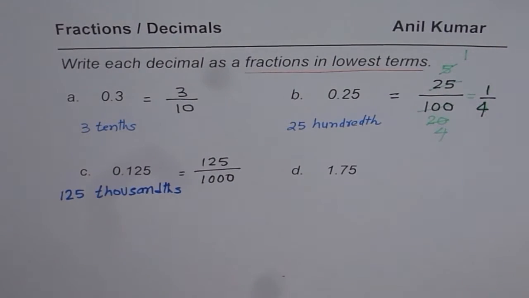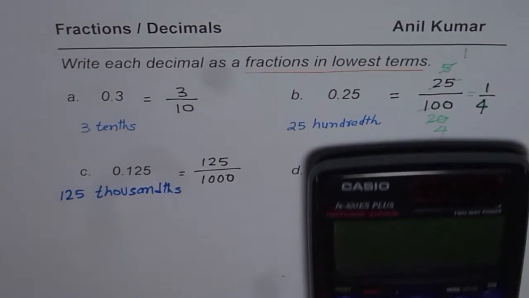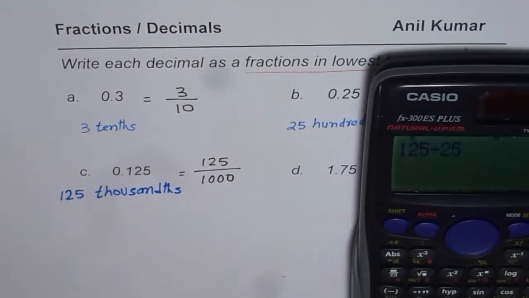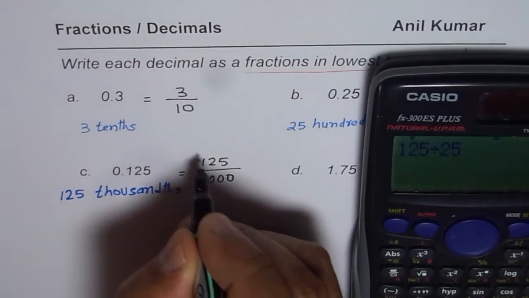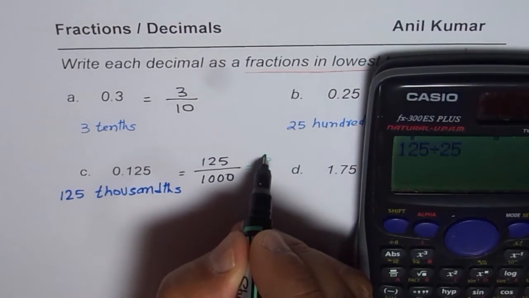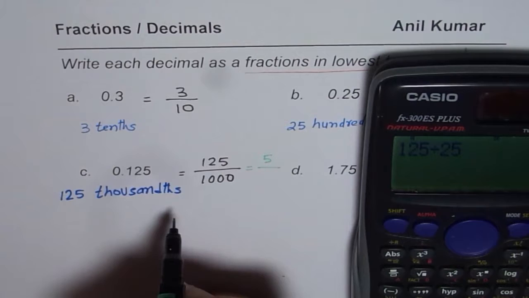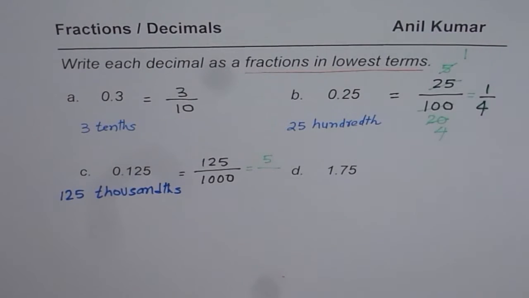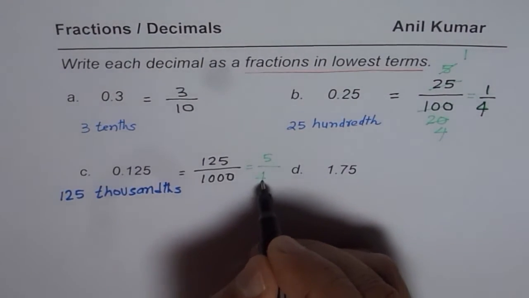At times you can also take the help of calculator. So let us say 125 divided by 25 is 5. So I'm dividing by 25 both numerator and denominator. So I get numerator as 5 and the denominator should be 40. But let us check. 1000 divided by 25 equals to 40. Correct? So that is what you get.